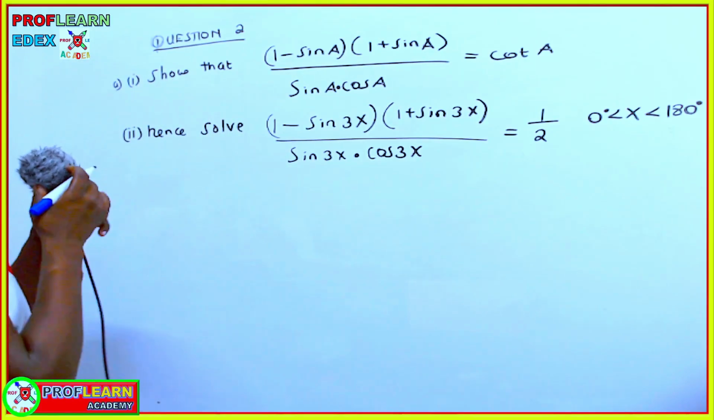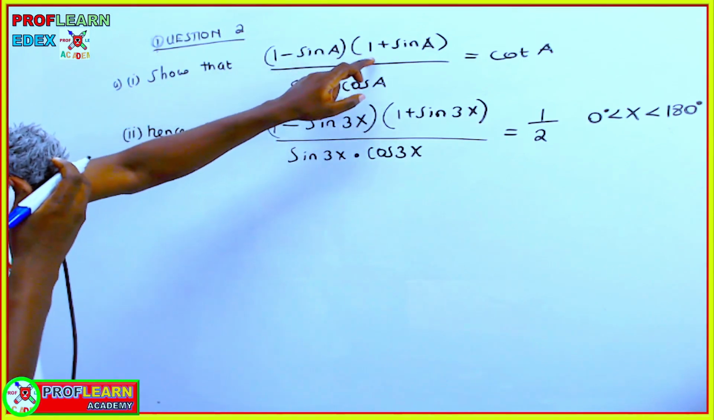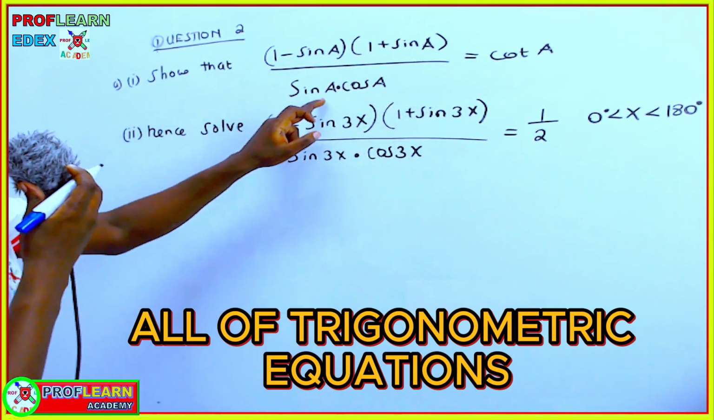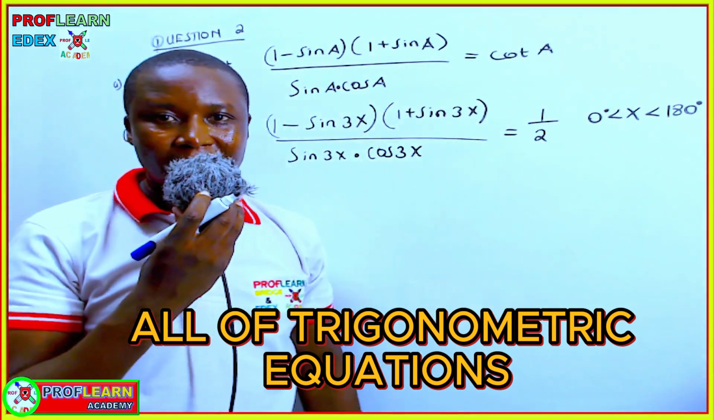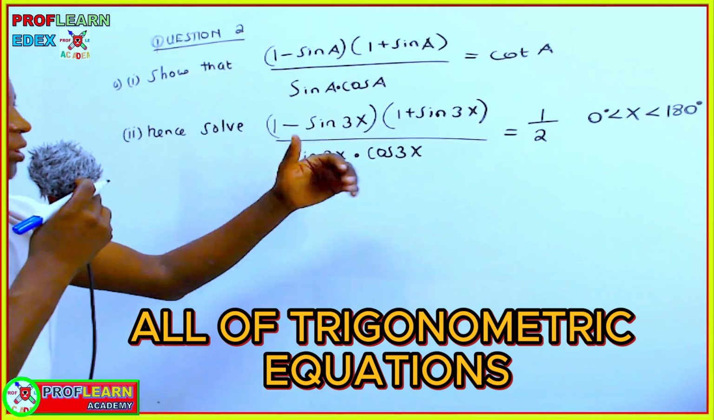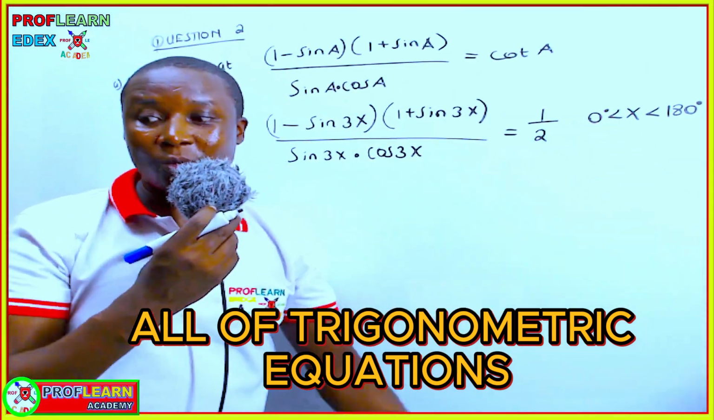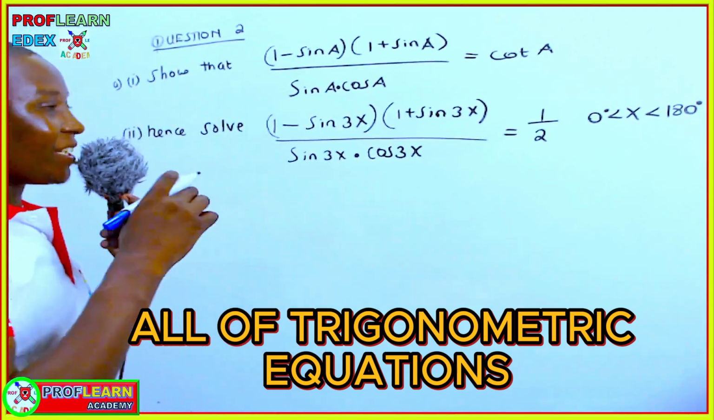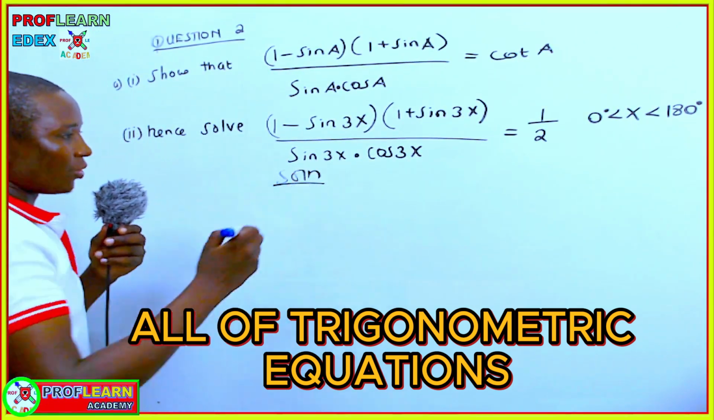Now we are having a question here. Question 2: show that (1 minus sine A)(1 plus sine A) over sine A cos A equals cot A. And then once you have shown that, you are going to solve this equation for x between 0 and 180 degrees. Whenever you're given that question, this is exactly what we are going to do.